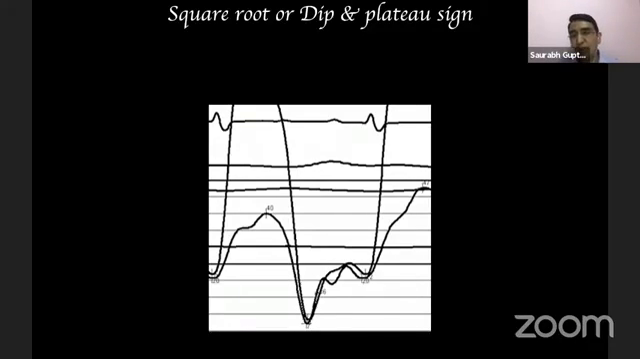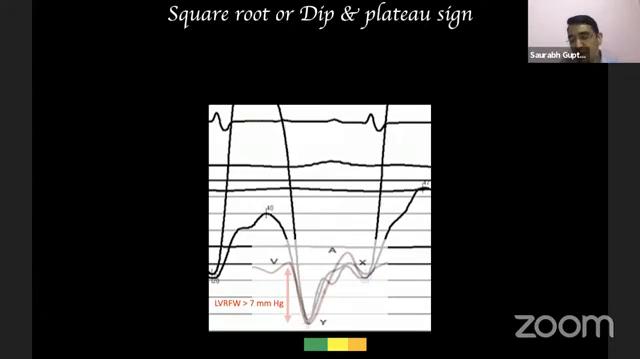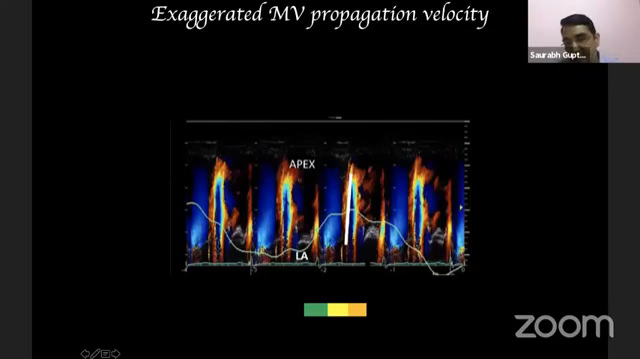Now this is what is called the square root sign or dip and plateau sign. And this is what I was saying as the rapid filling wave. The cutoff is 7 millimeter of mercury to diagnose constrictive physiology. And if you superimpose the JVP on this, you will now understand why the JVP will have an exaggerated Y descent and why it will continue to have the X descent, which will be seen in these patients.